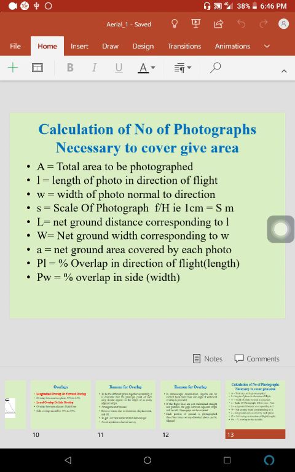Then P suffix L represents the percentage of the overlap in the direction of the flight, which is about 55 to 65%, and P suffix W represents the percentage of the overlap in the direction perpendicular to the flight, what you call the side lap or the lateral overlap, which is about 15 to 35%. Once this data is known, you can easily find out the number of photographs necessary to cover an area, when only the area is given and the dimensions of the ground are not known to us.